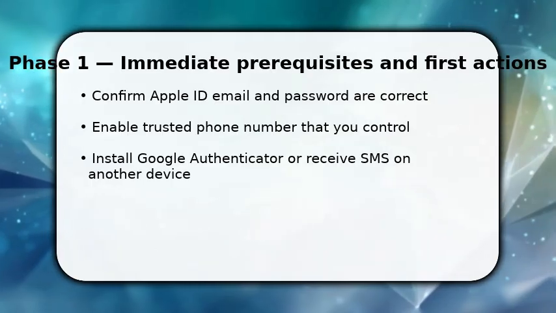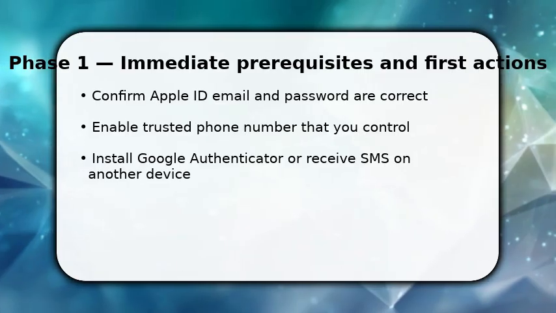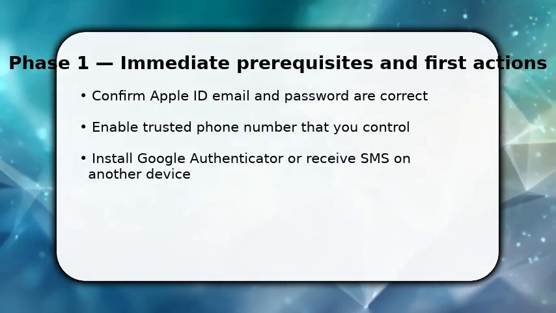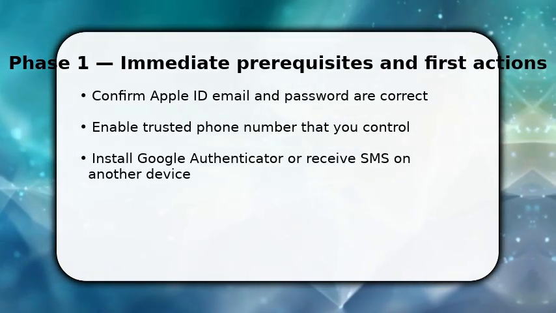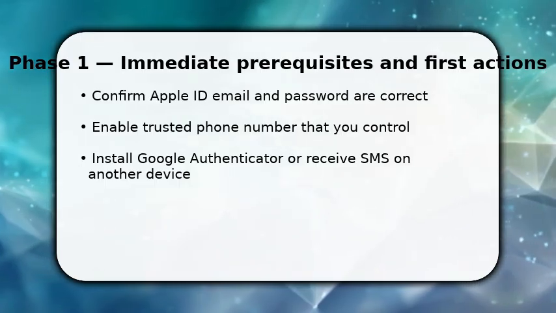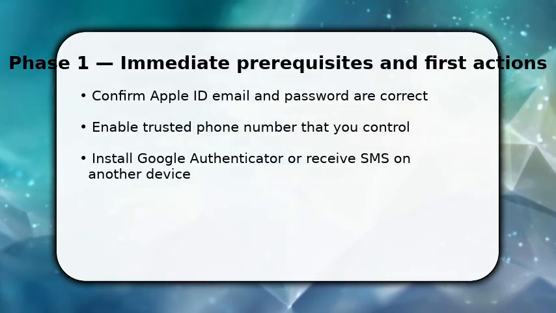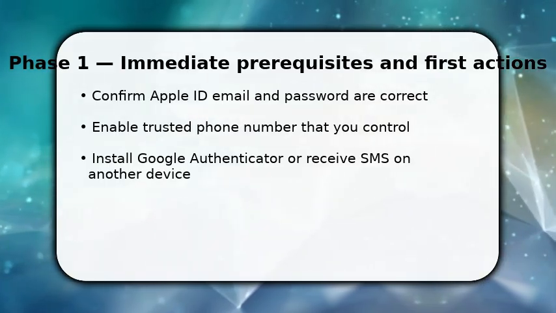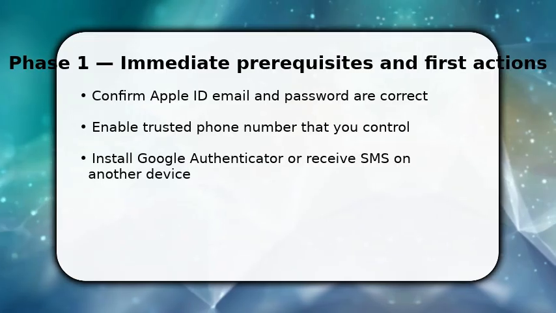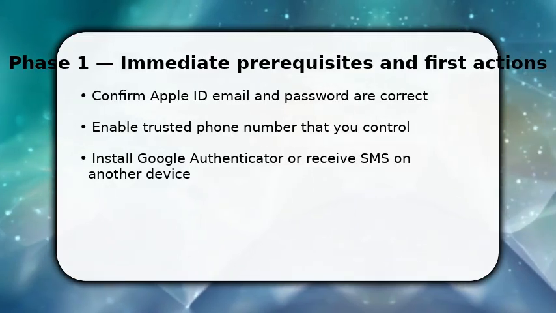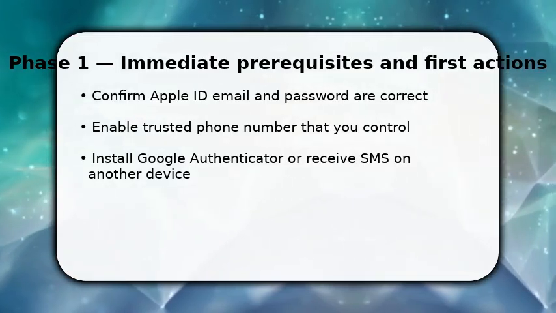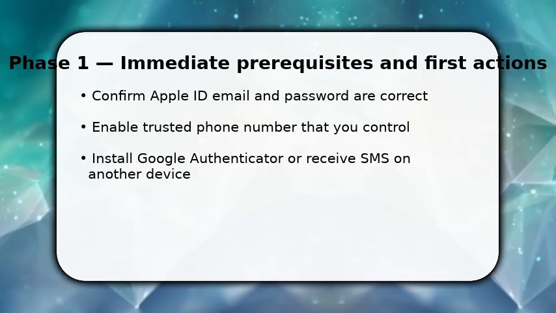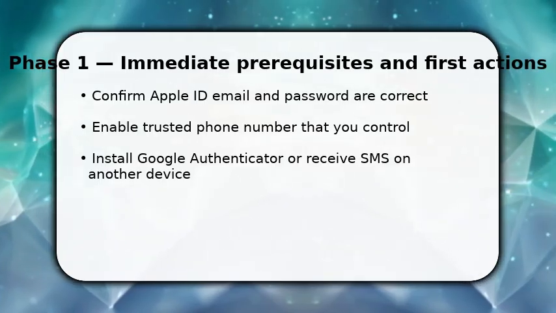You start by verifying the essentials. Make sure the Apple ID email and password are correct and that a trusted phone number is listed. Once done, add a device that can receive codes, either an iPhone, iPad, or phone number for SMS. If you only have Android, prepare an authenticator app or temporary access to a trusted iOS device. This step matters because Apple sends verification codes only to trusted channels.